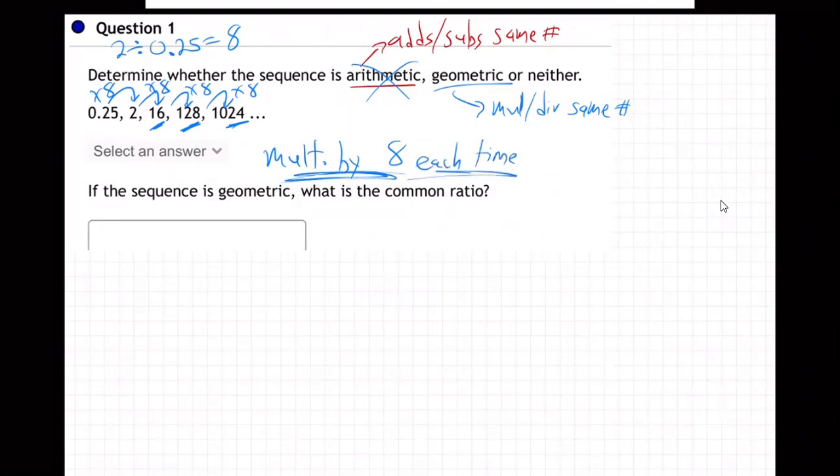So that means it's what? Geometric. It's a geometric sequence. And what's the common ratio? It is 8. Does that make sense?